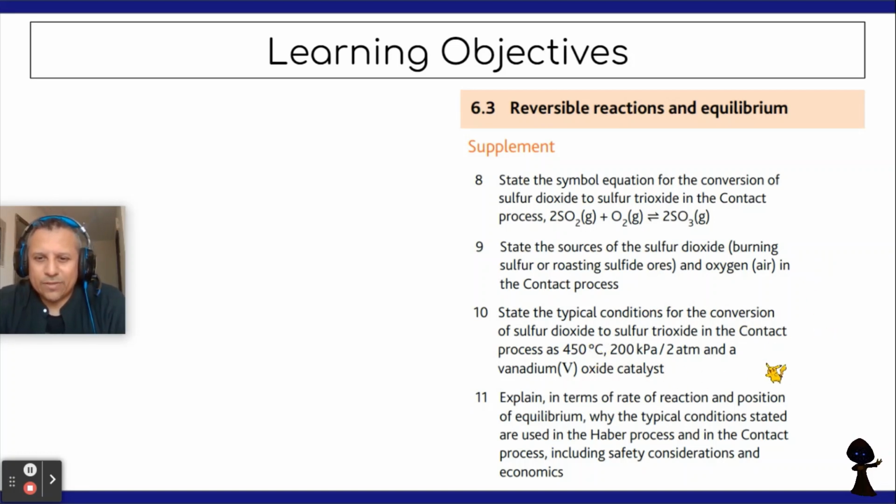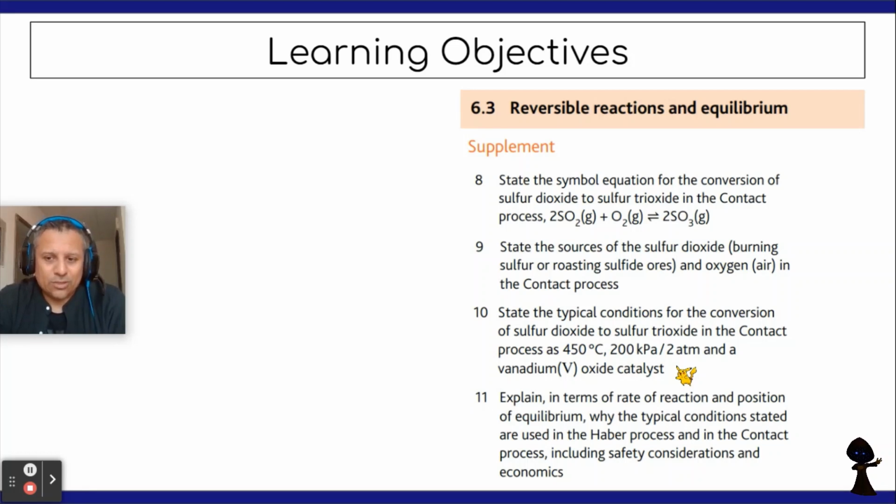The typical conditions for the conversion within the industry are 450 degrees Celsius, 2 atmospheres, and a vanadium(V) oxide catalyst. The video that I'm about to quote to you, to have a look at in between different parts of my video, quotes 440 degrees Celsius. However, Cambridge specify 450 degrees Celsius, so I would recommend that you recall 450. The reality is there isn't really too much difference between 440 and 450. It's neither here nor there.